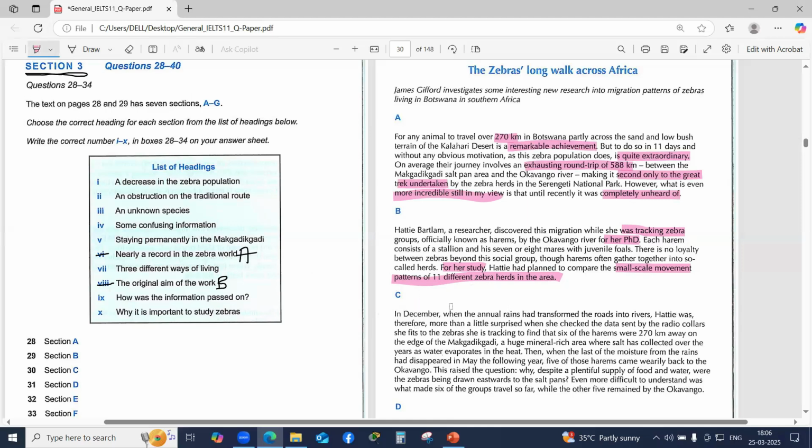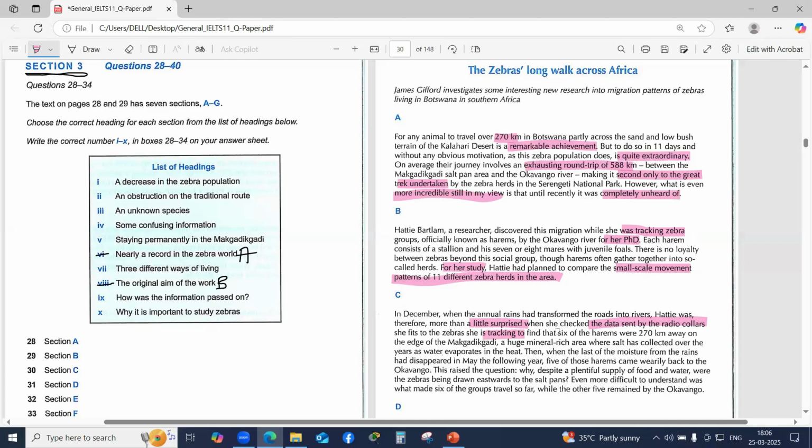Read it quickly. In December, when the annual rains had transformed the roads into rivers, Hattie was a little surprised. Now for her PhD, she is tracking 11 different zebra herds, and she was surprised when she checked the data sent by the radio collars, which means she has begun her experiment. So they were tracking the zebras.